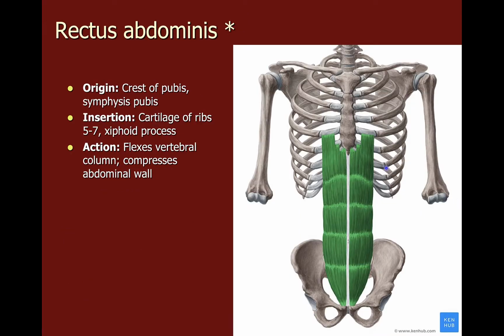Our rectus abdominis, this is what people are referencing when we talk about six-pack abs. The origin is the crest of the pubis and the pubic symphysis. And the insertion is up here at the cartilage of ribs 5 through 7 and our xiphoid process, helping us do sit-ups, so flexing our vertebral column, but also compressing the abdominal wall.